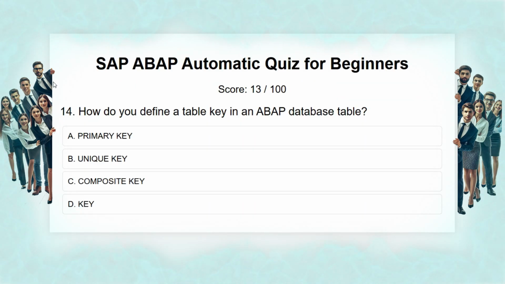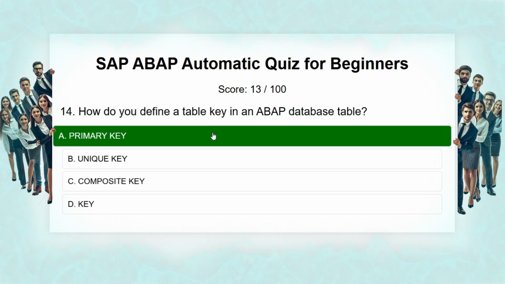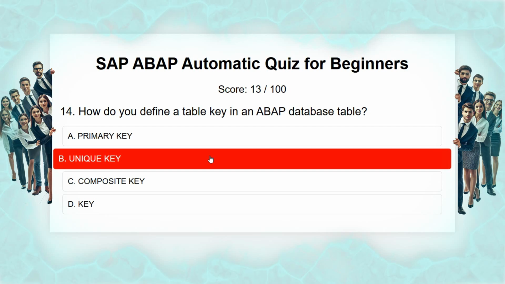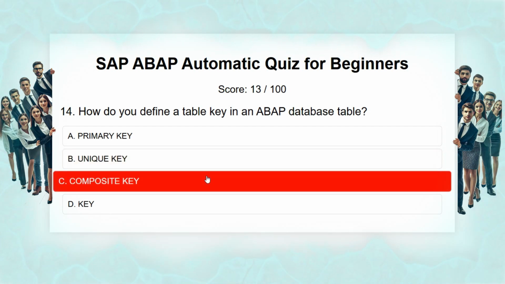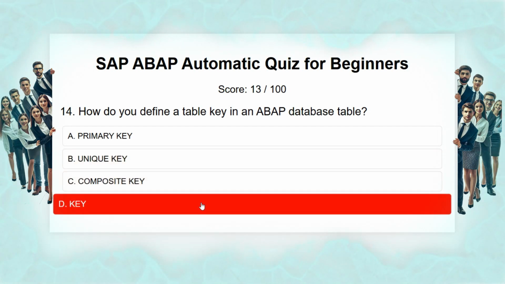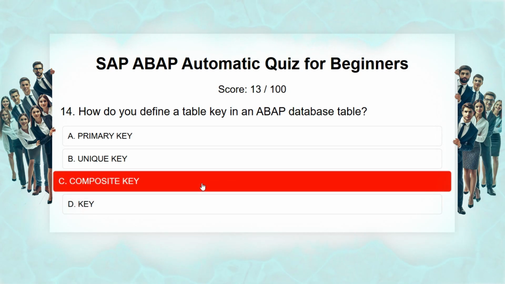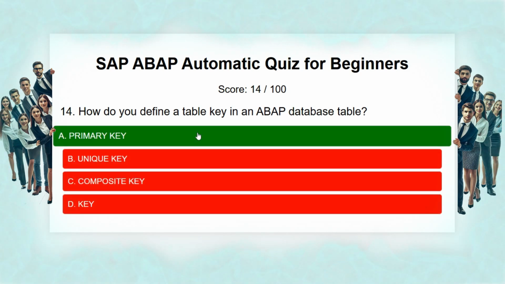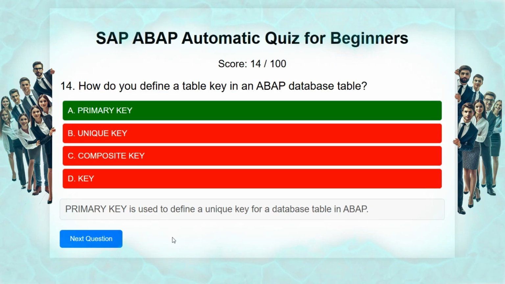14. How do you define a table key in an ABAP database table? A. Primary key. B. Unique key. C. Composite key. D. Key. Correct answer. Primary key is used to define a unique key for a database table in ABAP.